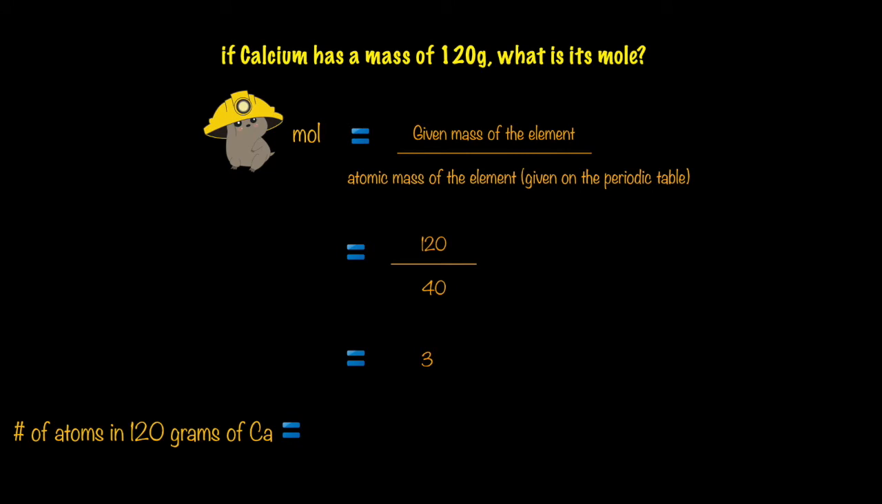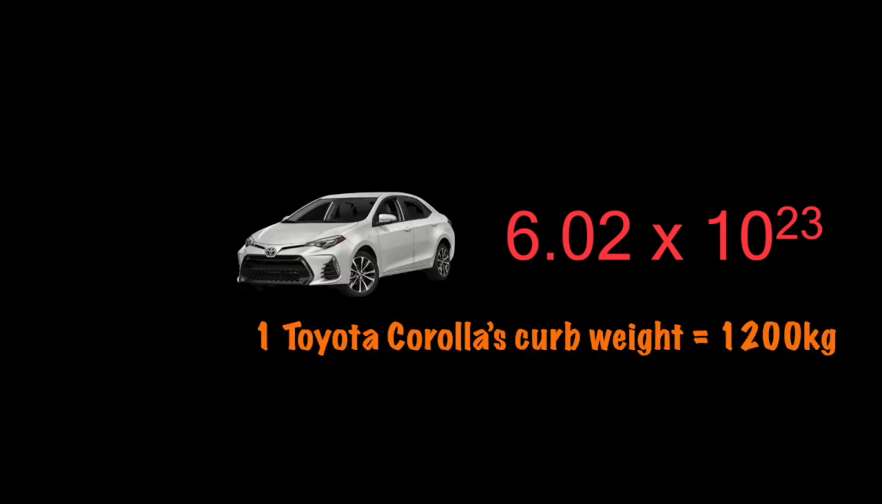Furthermore, the number of atoms can also be figured out. Take the mole and multiply by Avogadro's constant, and then you get the answer 1.806 × 10^24. An interesting way to show the magnitude of a mole would be using Toyota Corollas and how heavy they would all be if there were a mole of Toyota Corollas.